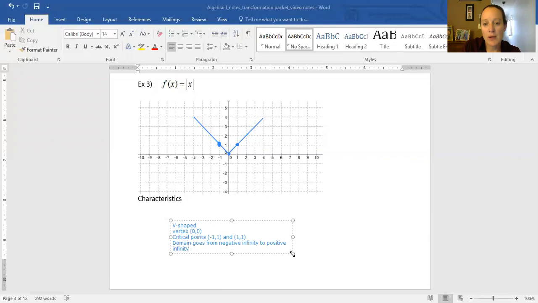And then what about the range? So the range, remember, really helps us to figure out how tall the graph gets. It's in the y direction, and the range goes from 0. Notice it doesn't go below that. This graph goes from 0 to infinity, if we kept the graph going. That's only if we kept the graph going.